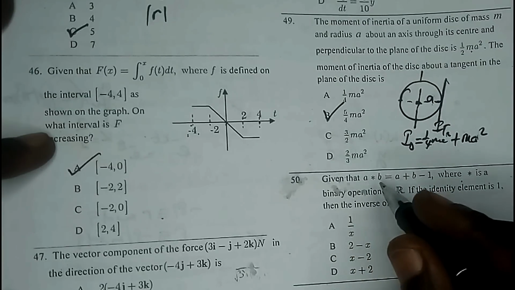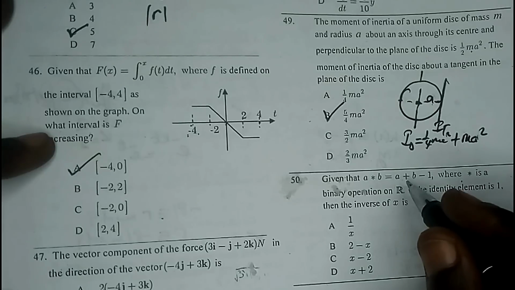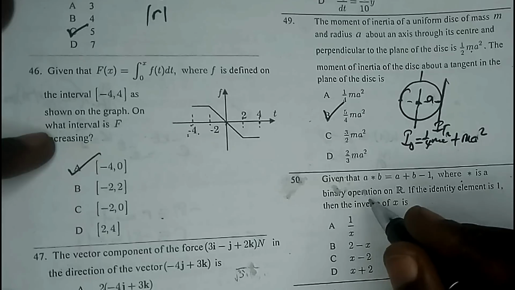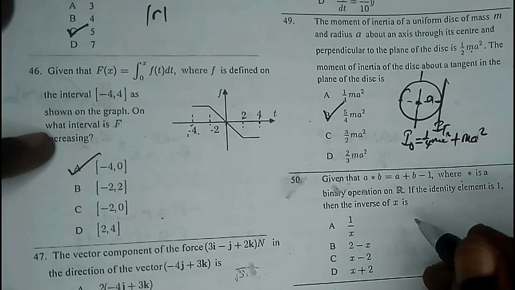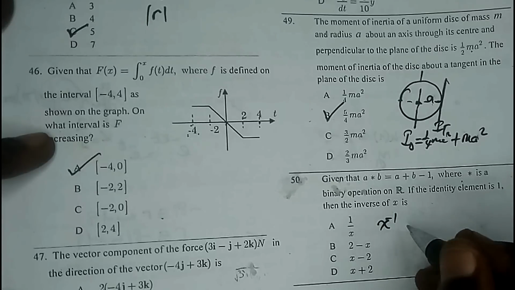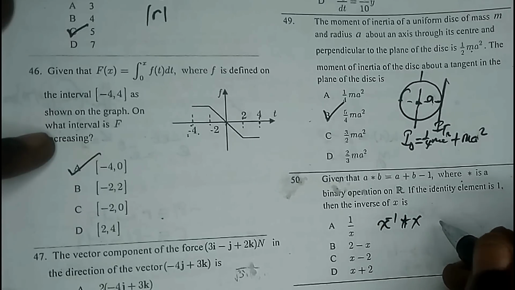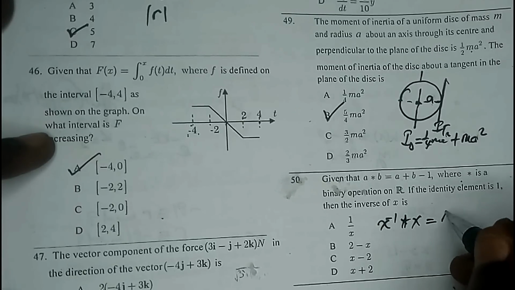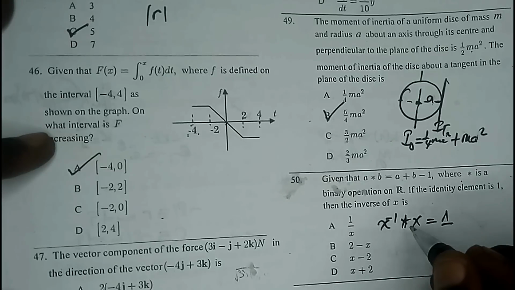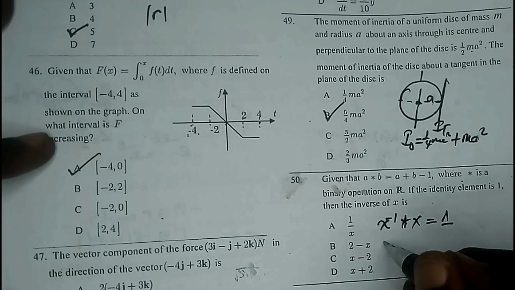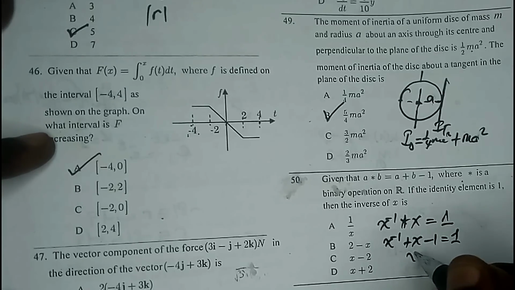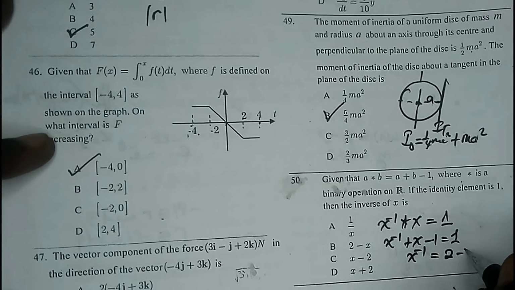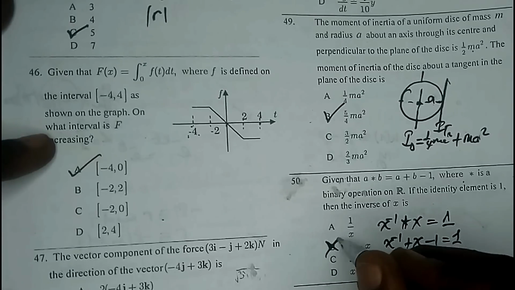Here, given that a star b equals a plus b minus 1, where star is a binary operation on R, if the identity element is 1, then the inverse of x is, usually the relationship is that x inverse star x should give you the identity being 1, and this occurs for all x real numbers. So the binary operation says x inverse plus x minus 1 should be equal to 1. So x inverse should be then 2 minus x, which is b.